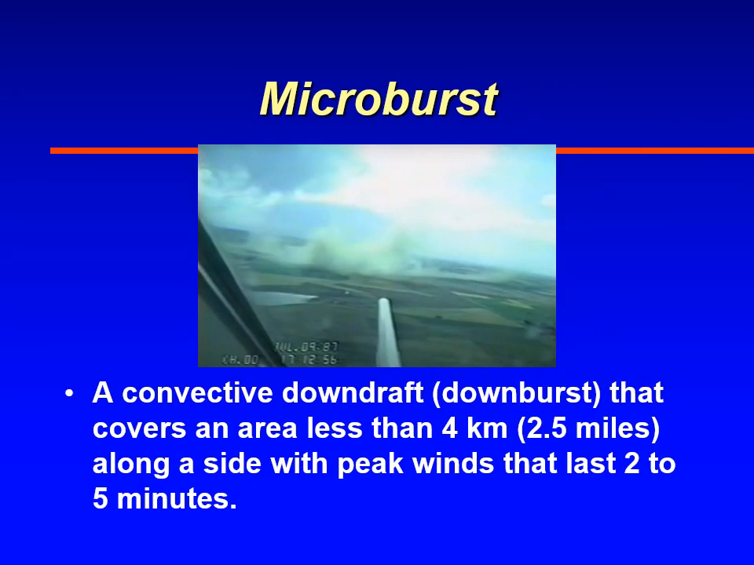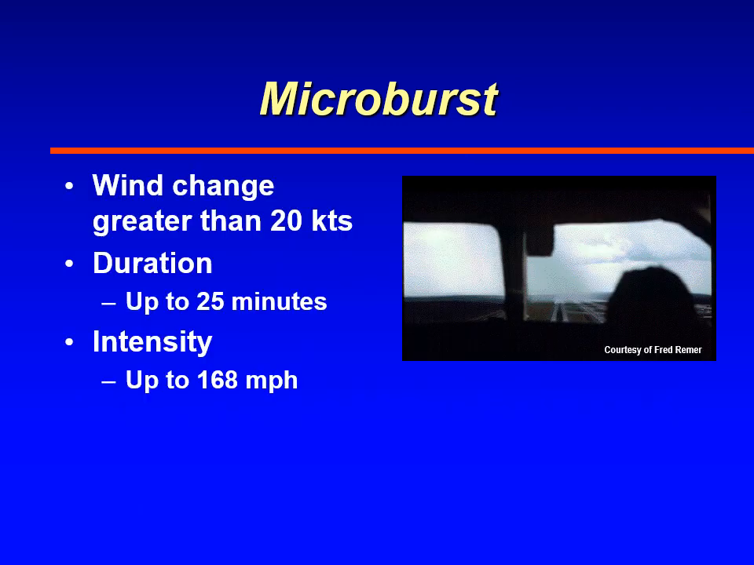Microbursts are a type of downburst. By definition, they're a convective downdraft or downburst that covers an area less than 4 kilometers or 2.5 miles along a side, with peak winds that last for anywhere from 2 to 5 minutes. So microbursts are smaller downbursts. If a small downburst has a wind change of more than 20 knots across the outflow, then we consider that a microburst. Microbursts have winds greater than 20 knots across.